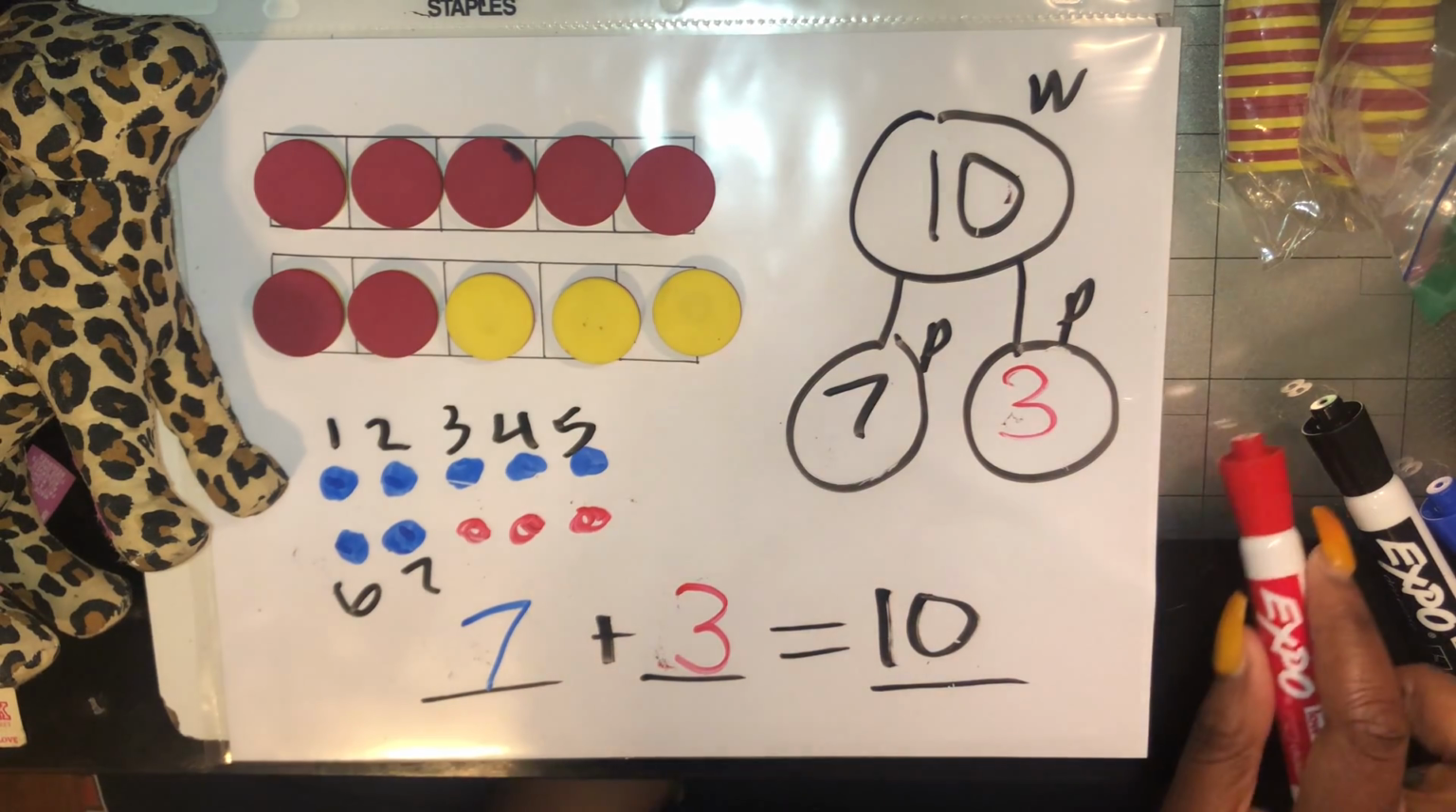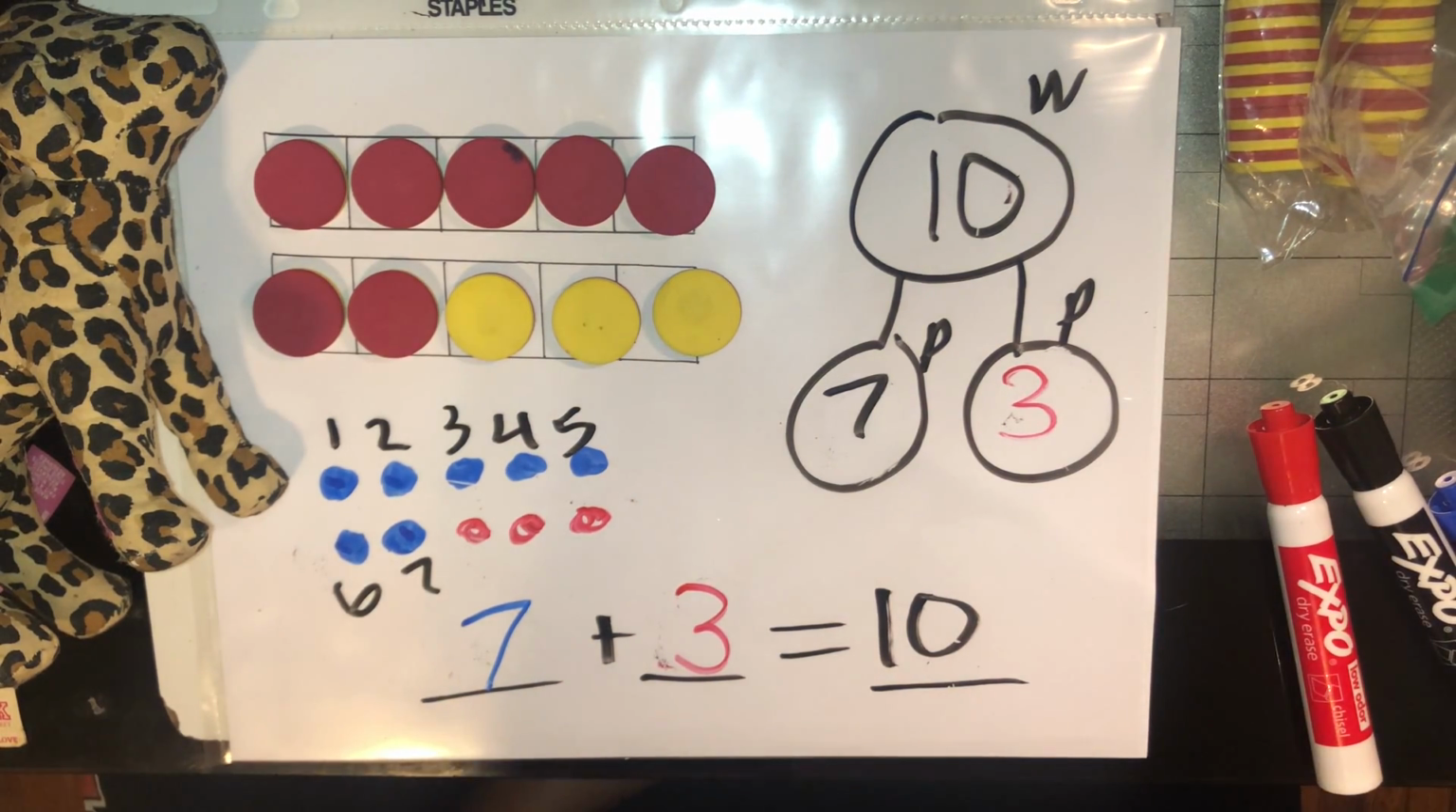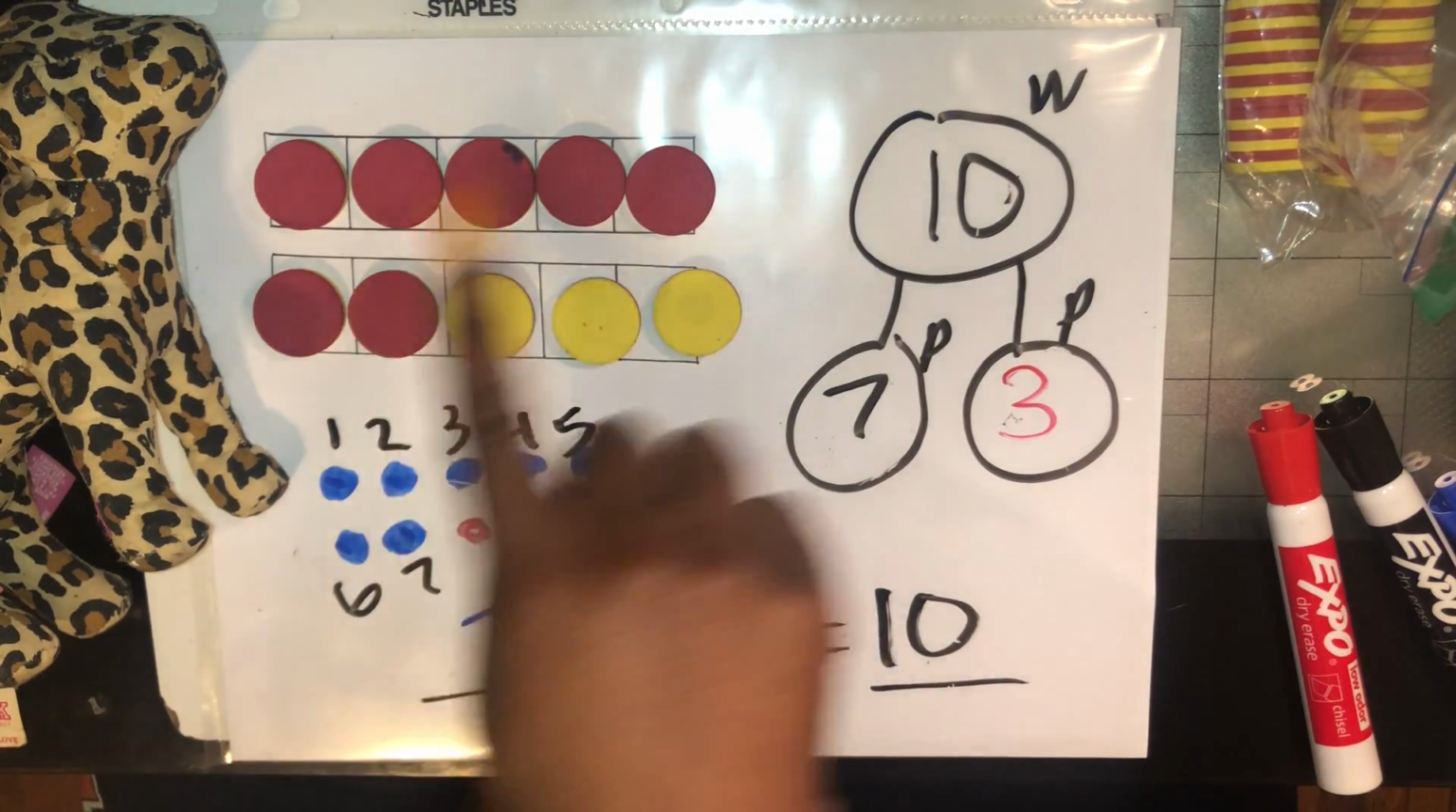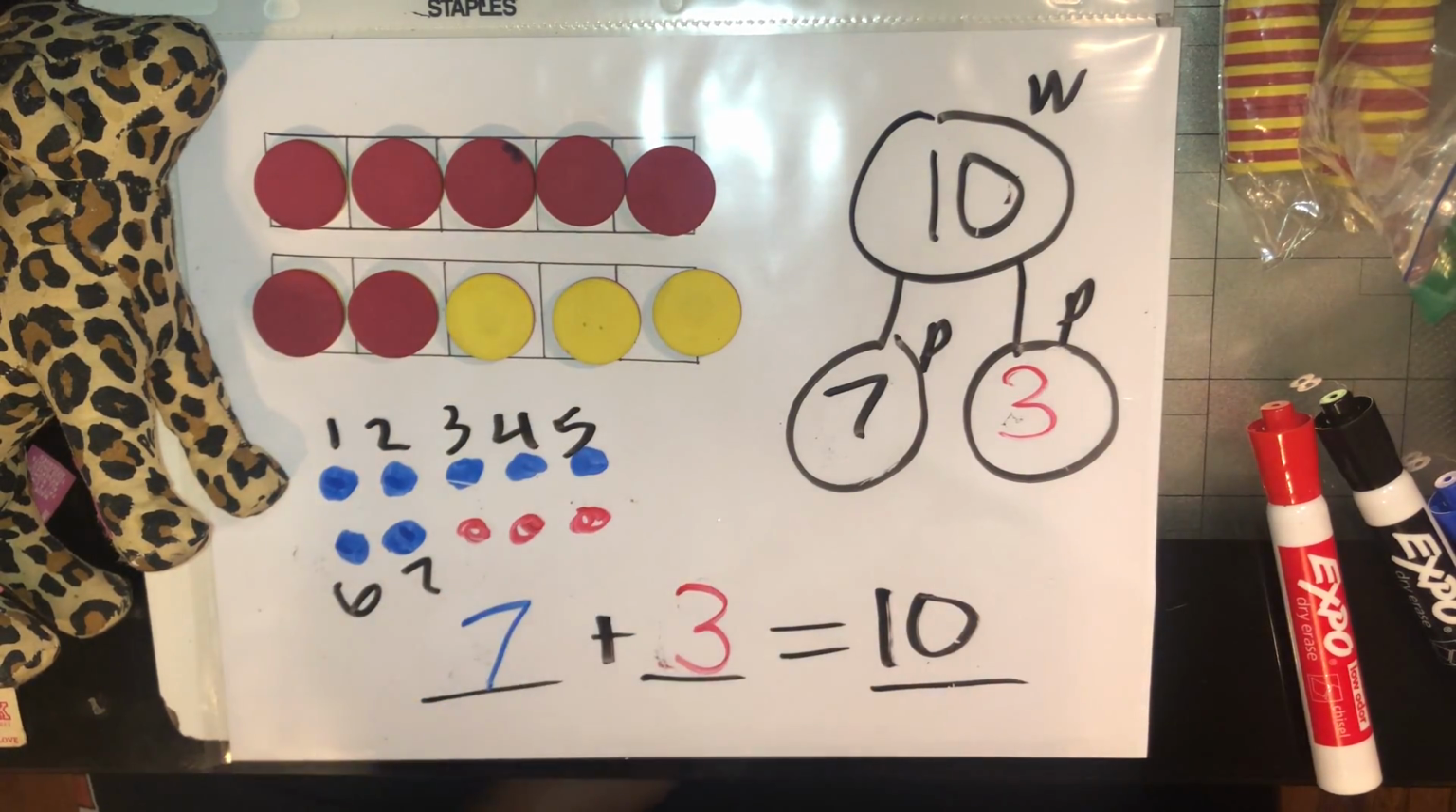All right? So this is how you could find how many more are the missing number that you're going to need to make 10. I use counters today. I use a picture. I use a number bond, and I also use an equation.